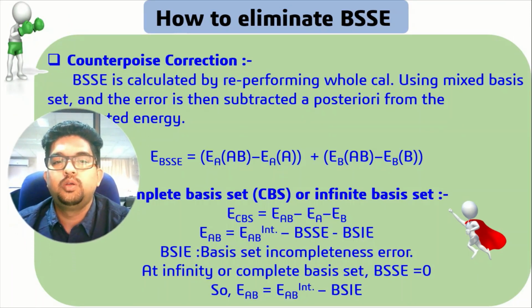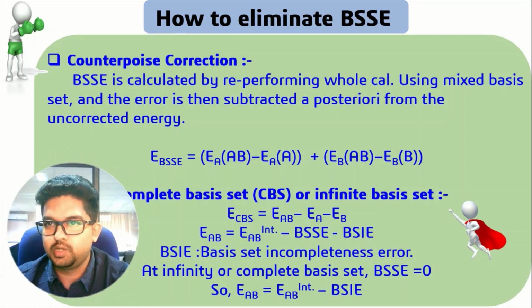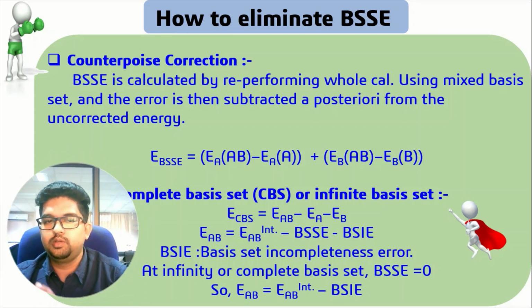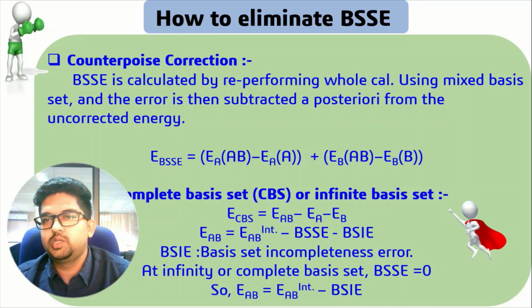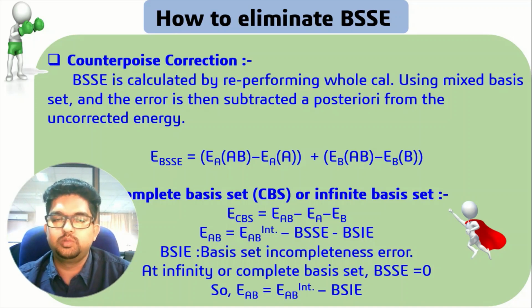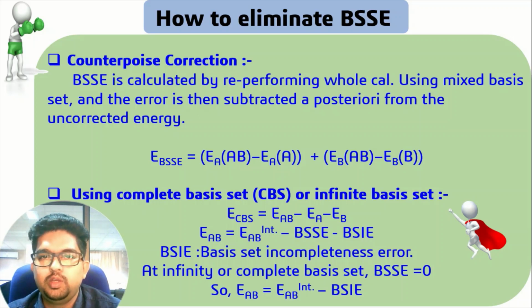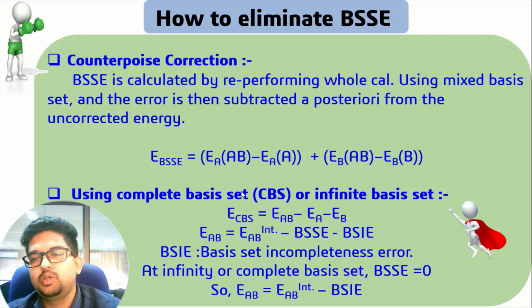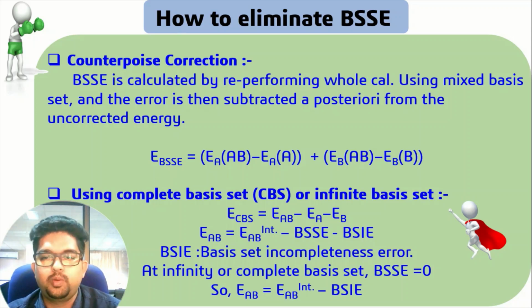Now, if you are getting basis set superposition error because of interference of the two basis sets of the monomers, how do we eliminate it? There are many ways, but popularly we use the CP correction, the counterpoise correction, and another is to choose a better or infinite basis set. In both ways we can eliminate this basis set superposition error.